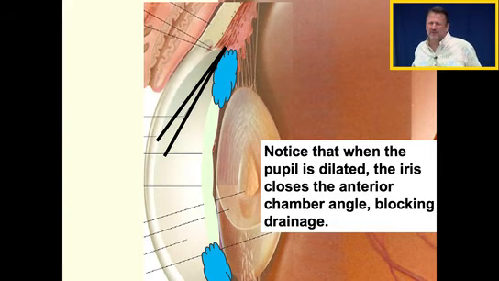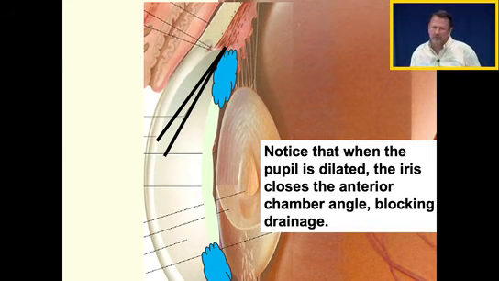So this is why mydriatic drugs like sympathomimetics and anticholinergics have to be avoided in people with glaucoma, because mydriatics narrow the anterior chamber angle. And that's the point I wanted to make with all of this.